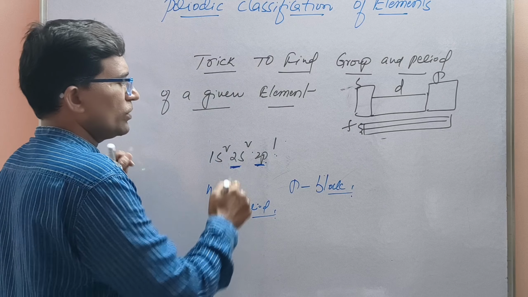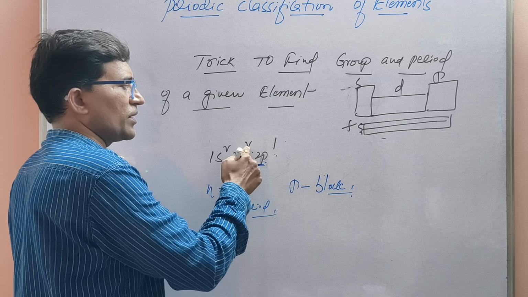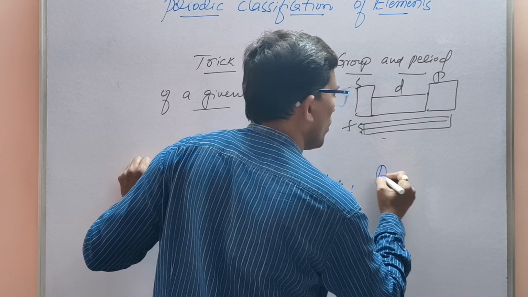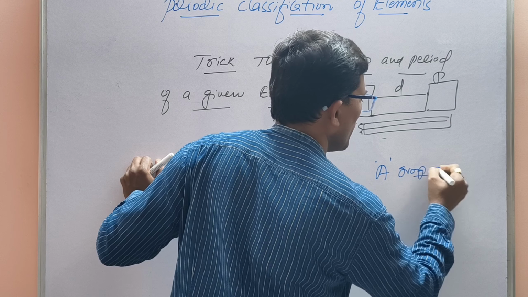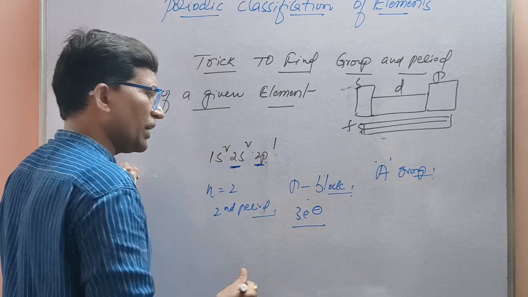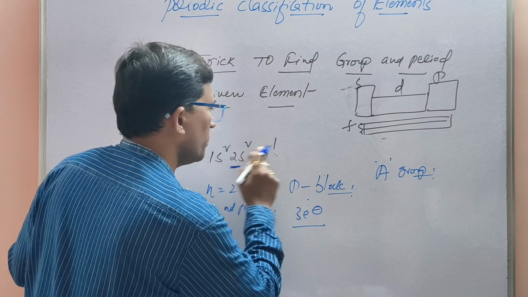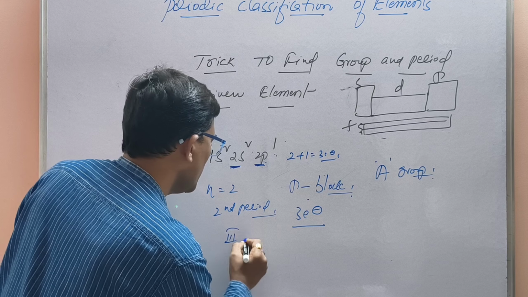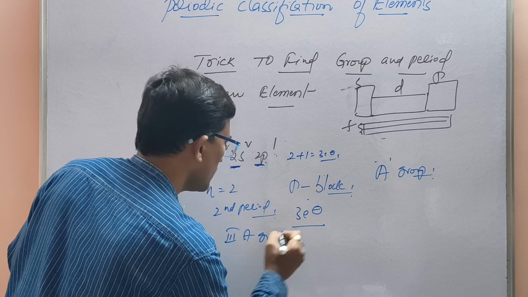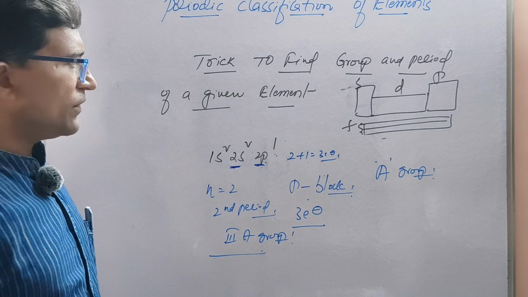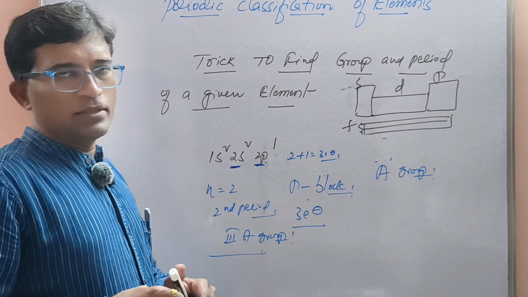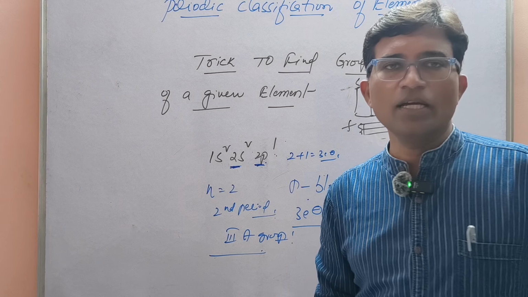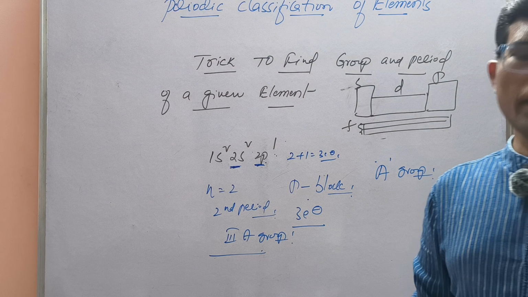Remember that. And the total number of electrons, if I count the number of electrons here, 2 plus 1, how many? 3 electrons are there. In the p block we have all A groups only. So 2 plus 1 is equal to 3 electrons. It belongs to the third A group. So based on the configuration, you have to solve this particular question. This is a very, very important and somewhat tricky question which is going to be asked in the board examination.